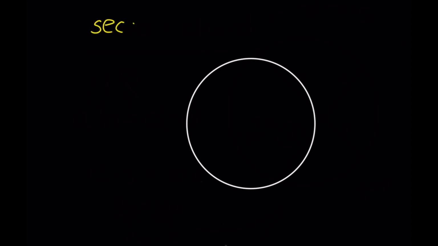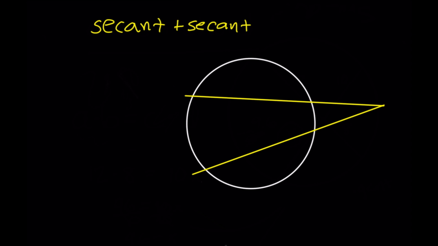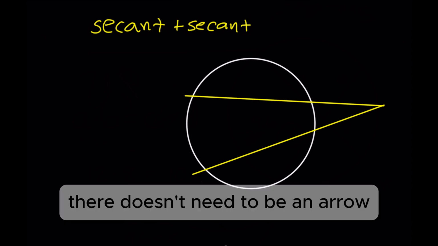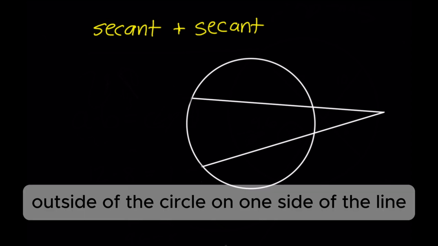So secant plus secant. A secant is basically a line that goes outside of the circle. So we can have it go like this, and that is what a secant is, and then an arrow at the end. We're going to erase this at the end because it's going to confuse us. Questions won't usually have that. The secant would just be out on the outside on one side.